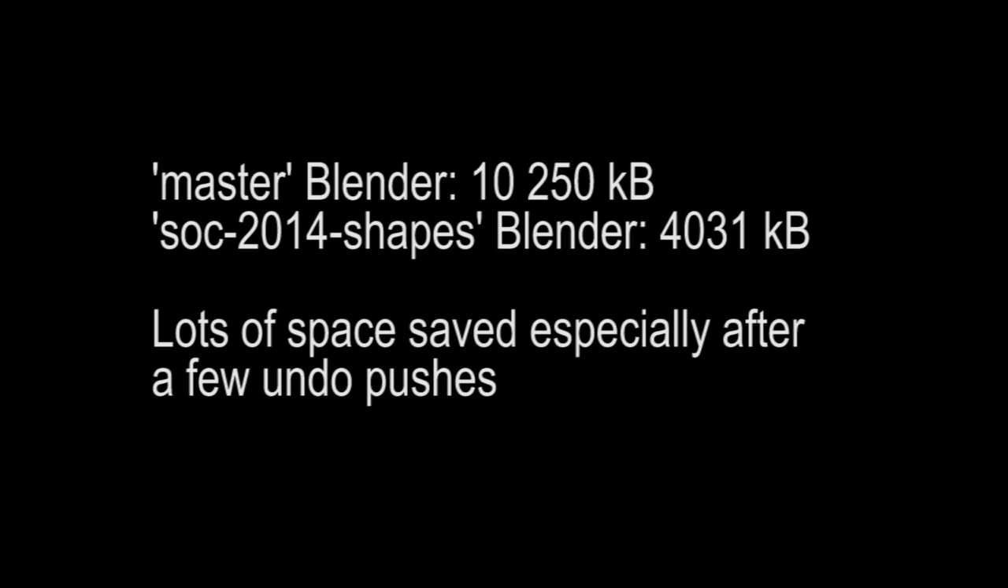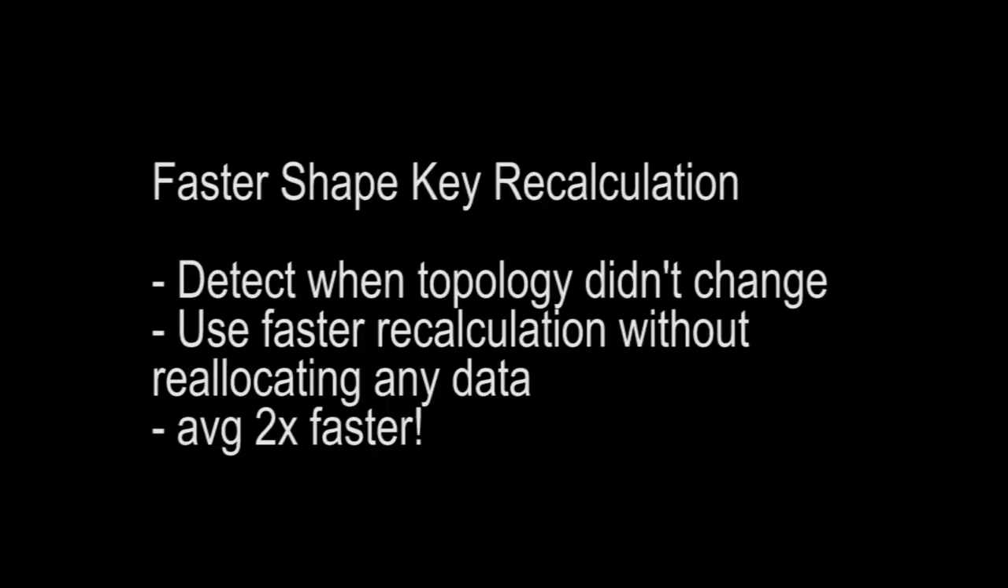of undo pushes. The last feature I'll be overviewing in this video is faster shape key recalculation. The master branch of Blender uses complicated conversion functions each time a shape key is switched. In my branch, the complicated functions are only used when they are needed, like when the topology is changed. I've introduced a system that checks if the topology of the edit mesh has changed, and if it has not, it uses lightweight shape key recalculation functions.